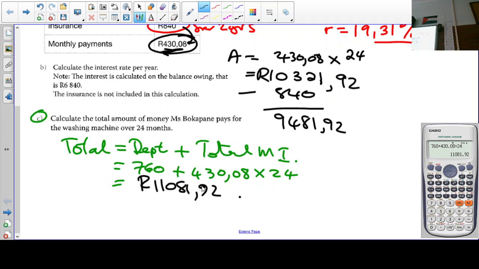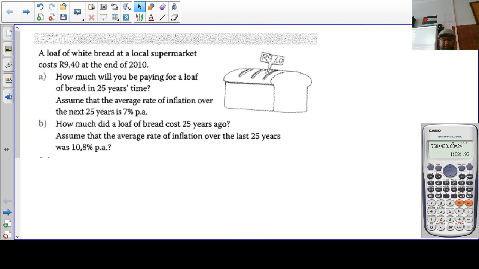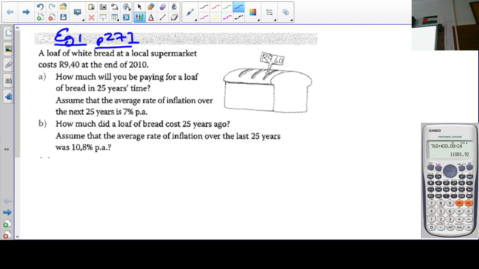Okay. Any confusion there? Okay. So now we're going to look at an inflation question so that we can have some homework. Let's pause here quickly. Okay, so this is the example on page 271. Example 1 on page 271, we spoke about inflation. The discussion we had there.